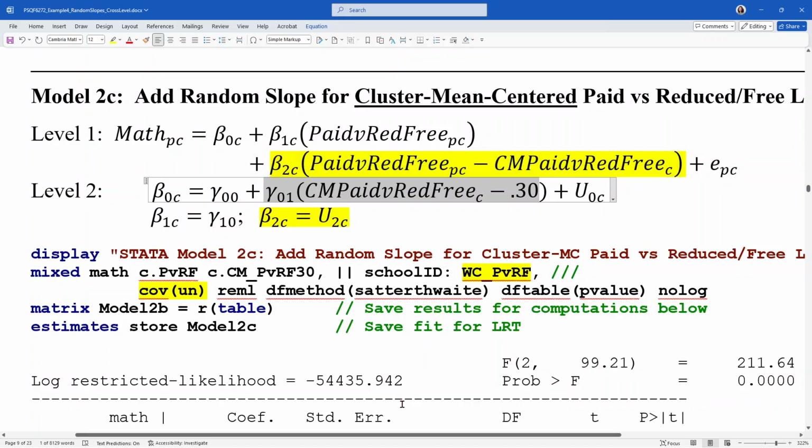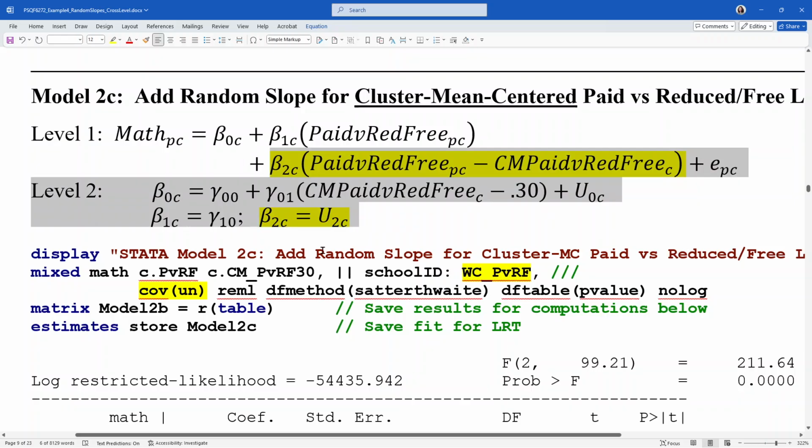We're going to do what is known as a hybrid specification, in which the interpretation differs across the 2 sides of the model. I know. Here's my original 0,1 variable. It still has a fixed effect. Separately, I am adding in a different version of that level 1 predictor that has been cluster mean centered. And I am giving it only a random slope.